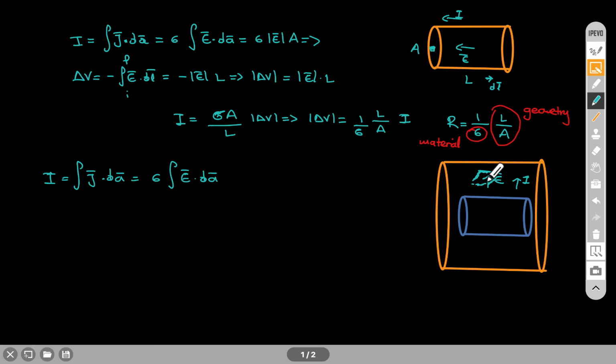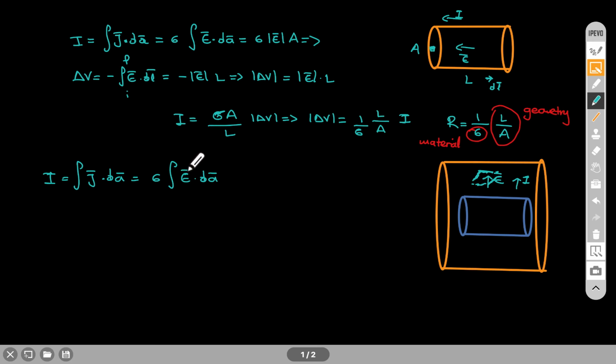Okay, your electric field or your current is flowing through the area, and this is just a small part of the side of the cylinder. It will not be here as it was on the previous example. Now, of course, there is one issue.